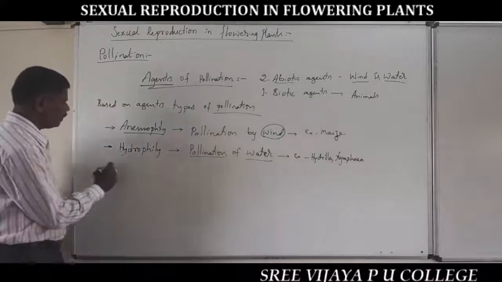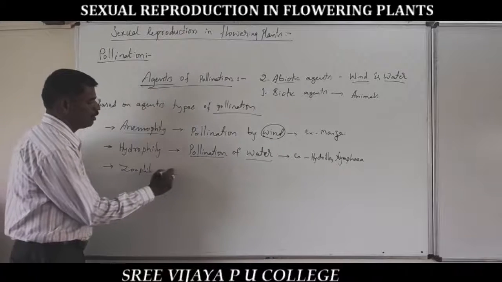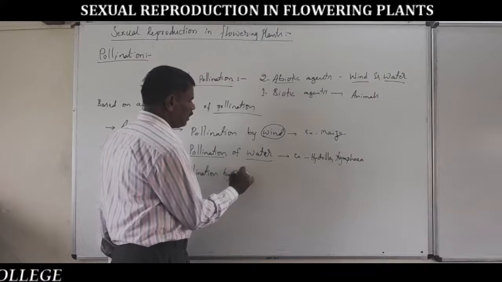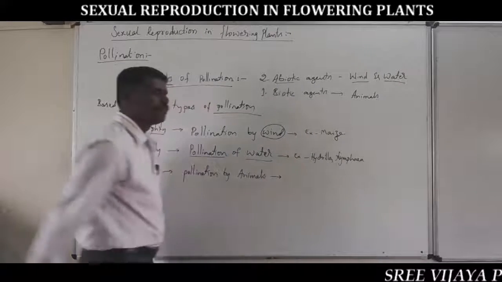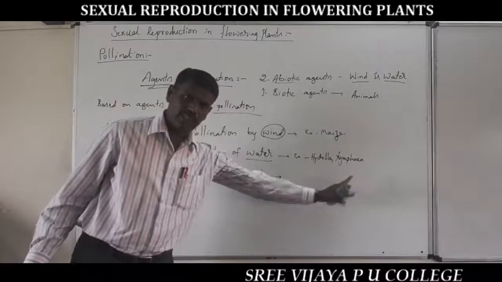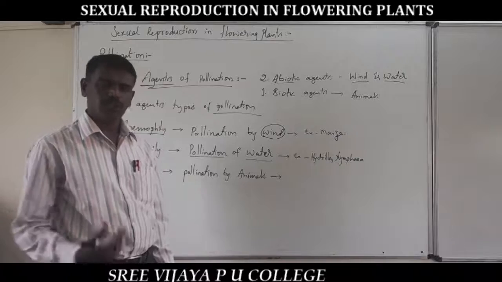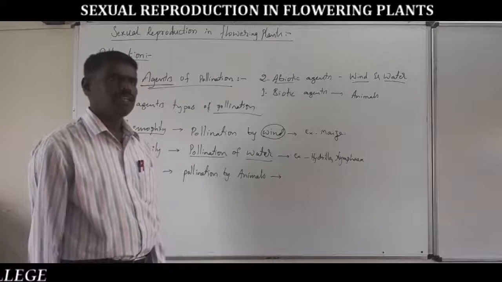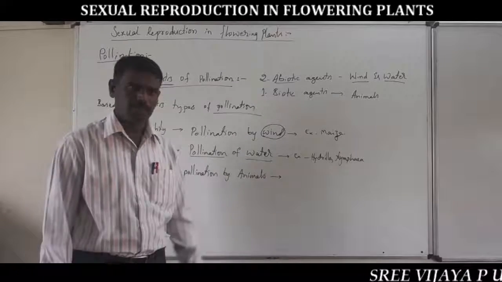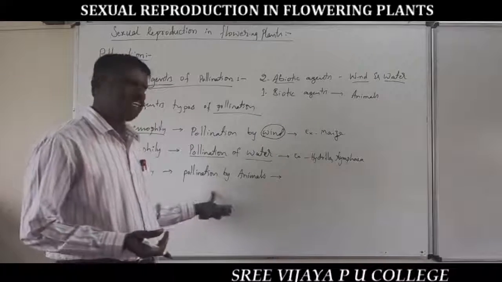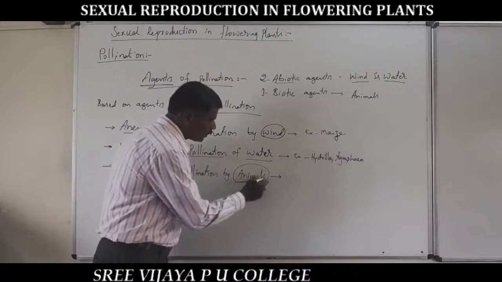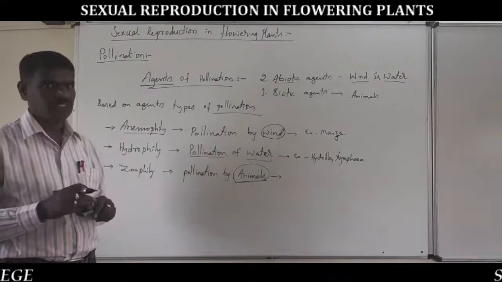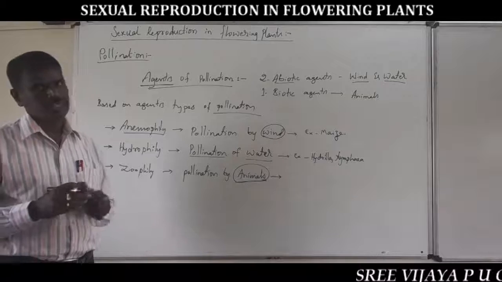Another is zoophily. Zoophily is nothing but pollination by animals. There are a number of types, most of which are entomophilic. That is insect pollinated, bird pollinated, lizard pollinated, human pollinated. Different plants are like that; you can take any example. So that is pollination by animals. There are different animals, so based on the type of animal, these pollinations are also of different types.